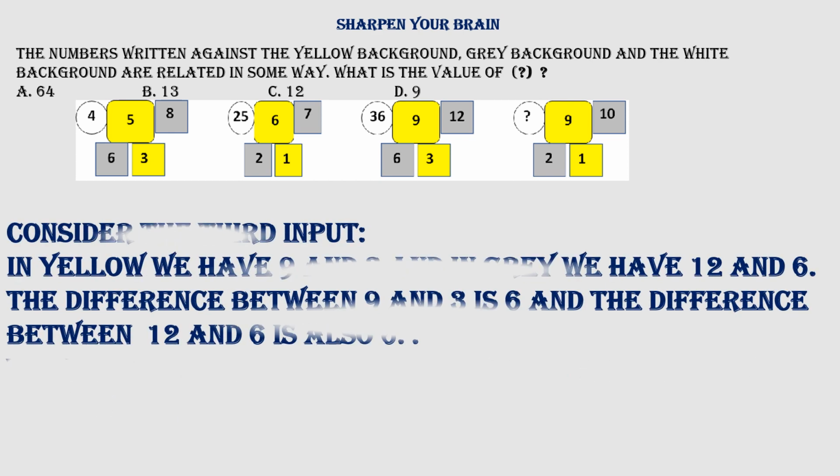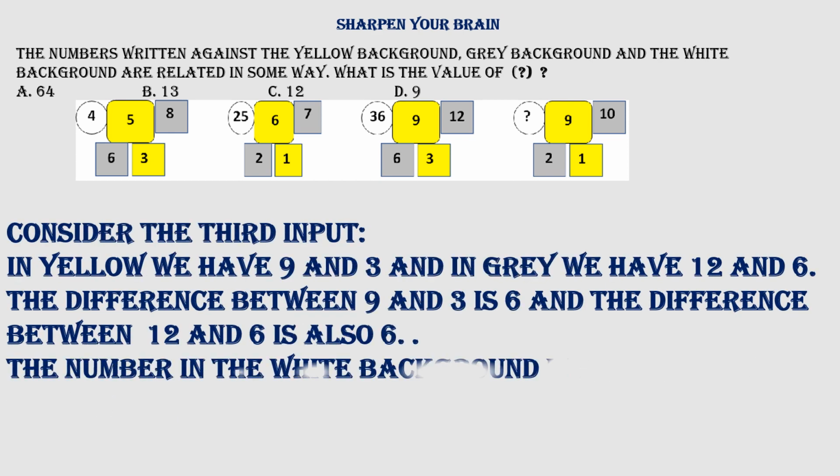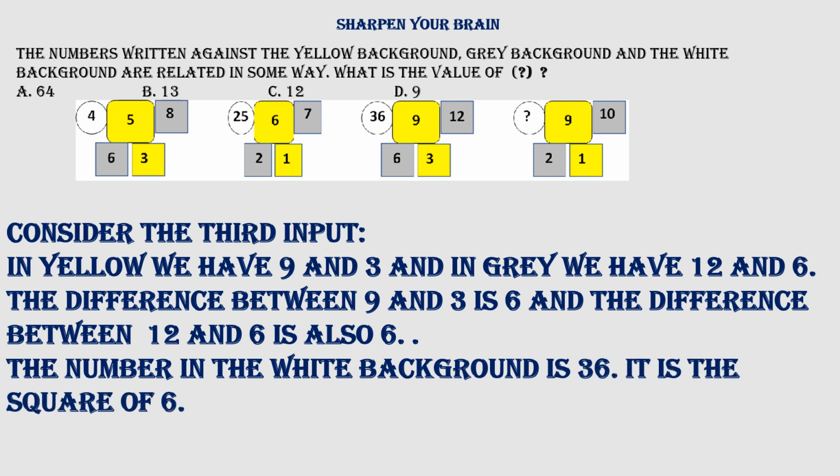Consider the third input. In yellow we have 9 and 3. And in gray we have 12 and 6. The difference between 9 and 3 is 6. And the difference between 12 and 6 is also 6. The number in the white background is 36. It is the square of 6.